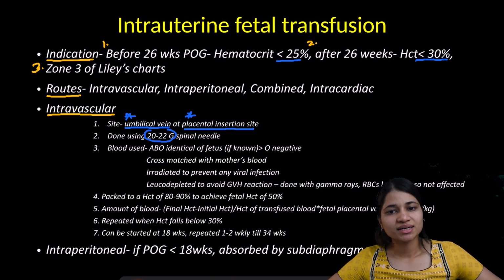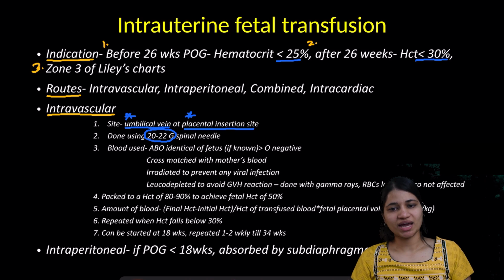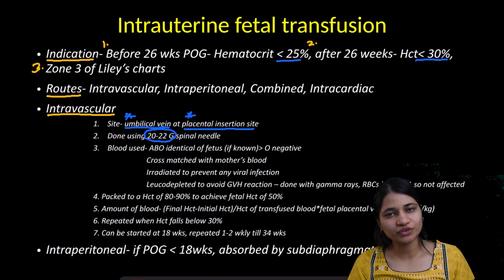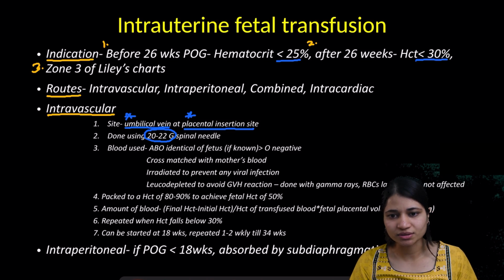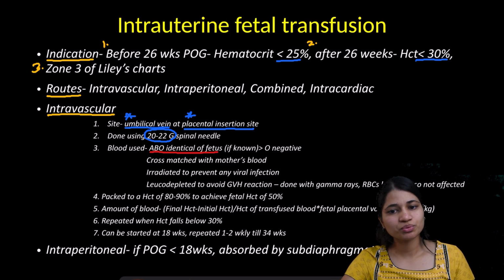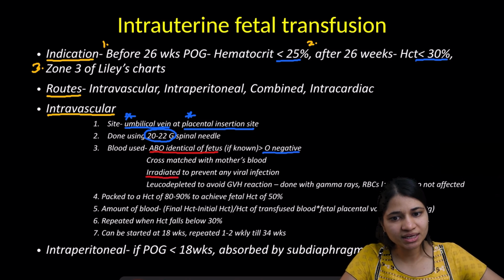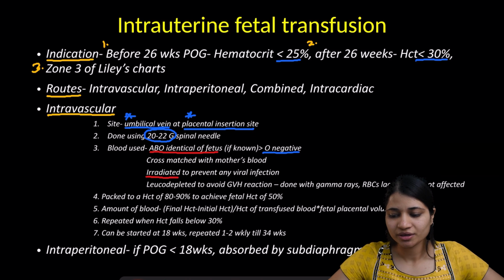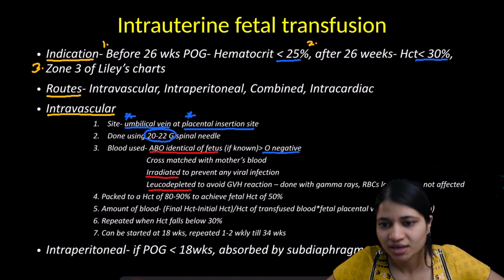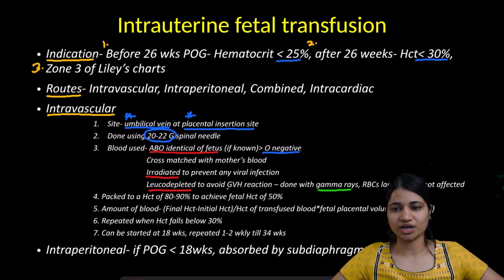So now coming to the characteristics of the blood which should be transfused to the baby. The best is if we have the blood as ABO identical of the fetus, if we know the ABO of the fetus. If not, we can also use O negative blood. This blood should be cross-matched with the mother's blood. Then this blood is irradiated to kill any viruses which may be there, and it should be leukodepleted. So guys, what is the meaning of leukodepleted? We give gamma rays in order to kill off the WBCs to avoid these RBCs from mounting a graft versus host reaction.